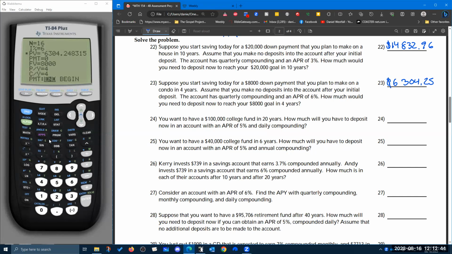If you want to have a $100,000 college fund in 20 years, how much do we have to deposit in an account that pays 5% interest and compounds daily? So 20 times 360, and not going to make any payments. This is 360 times a year.